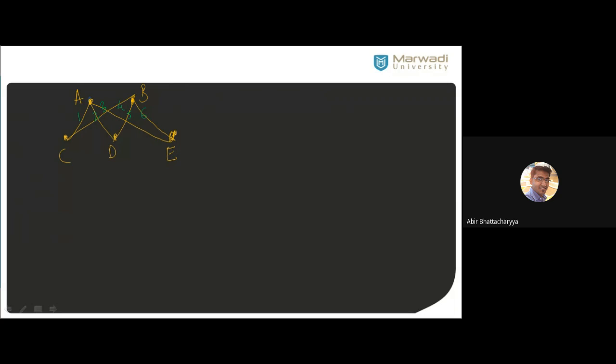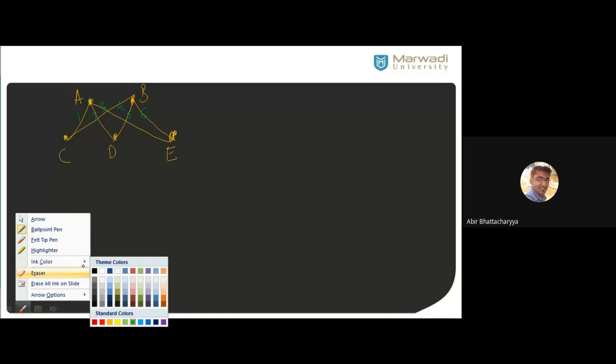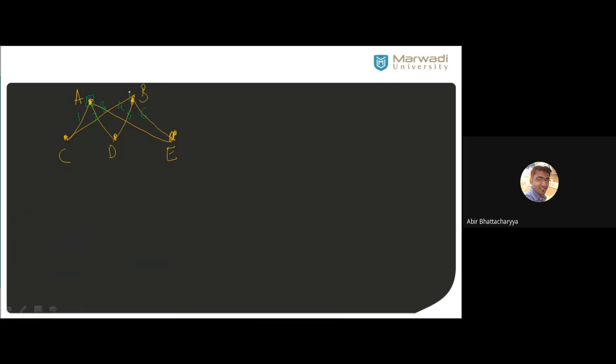Okay, done. What's the answer? 2, 2. Prince's answer is 2, 2. Yes, 2, 2 is the correct answer. Remember, in this case, what vertices are we going to delete? A and B. Correct. If we delete A and B, we can separate the graph.